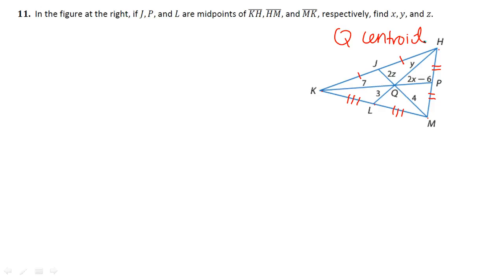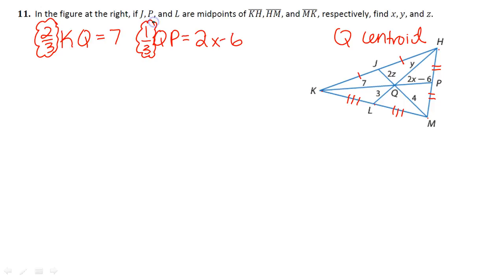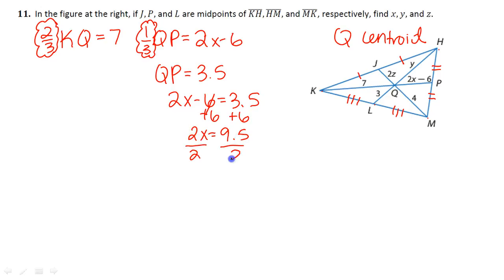So looking at our ones that have X, I know that KQ is equal to 7 and that QP is equal to 2x minus 6. So KQ is going to be that 2/3 piece and QP will be that 1/3 piece. And I know that QP has to be half as big as KQ. So that means that QP is going to equal 3.5. So if I know QP is 3.5 and I know it's 2x minus 6, I can set those equal. Add 6 to both sides. So 2x is equal to 9.5. Divide by 2 on both sides, and you will get that x is equal to 4.75.